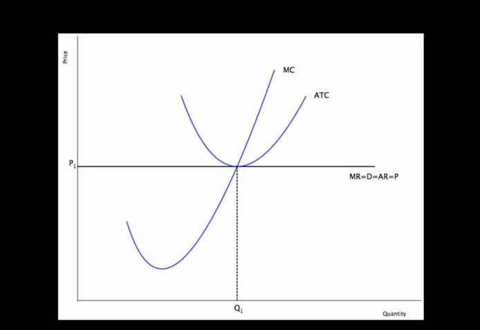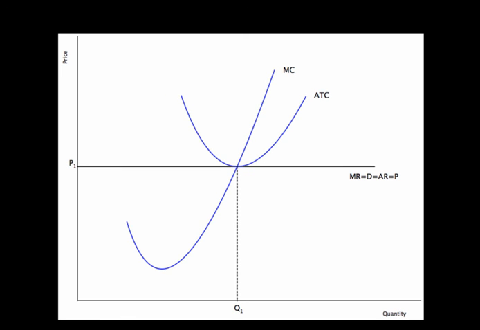So for every unit that I'm producing, I'm getting P1, and on average it's costing me this because I'm on my average total cost curve at this quantity, which means at this particular quantity and price I have zero profit.